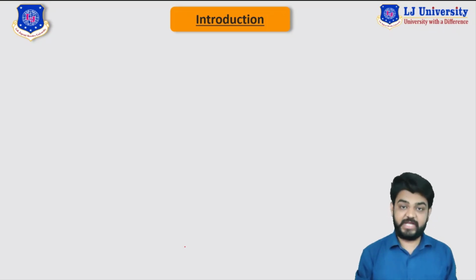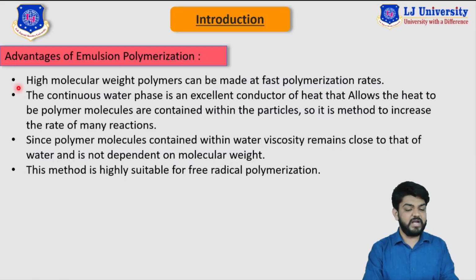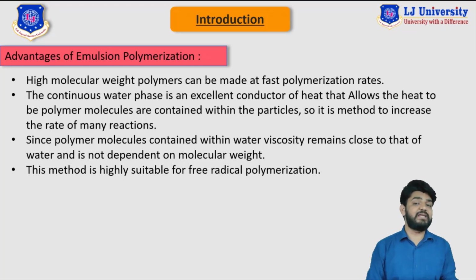emulsion polymerization technique. You can see here, higher molecular weight polymer can be made at a faster rate in emulsion polymerization. Since this polymerization takes place inside the micelle, we can produce polymer of higher molecular weight and at a much faster rate than suspension polymerization.